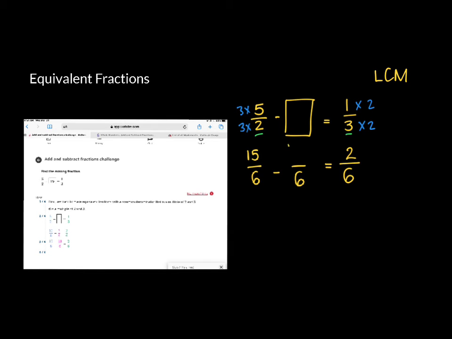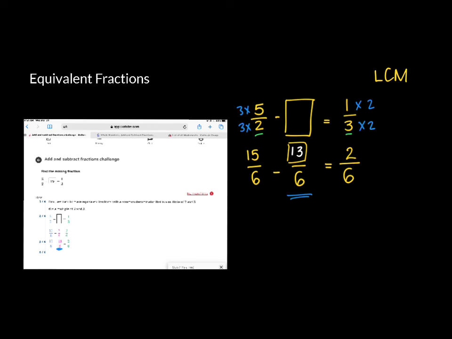Now, in order for us to get the number that's sitting over here, because we already have the denominator over here, we need to think 15 minus something will give us 2. And we know 15 minus 13 is going to give us 2. And that is why the answer that you're looking at in this particular question down here in pink is 13 over 6, which is the answer we're looking for in this particular sum.